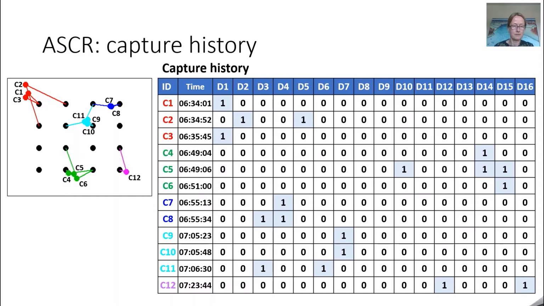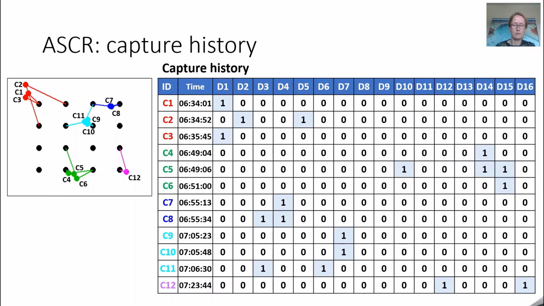At 6:34:52, on the other hand, a call was detected by D2 and D5. Hence, we assume this is the same call. At 6:49:06, a call was detected by 3 detectors, D10, 14, and 15, and we assume it was the same call, and so on.